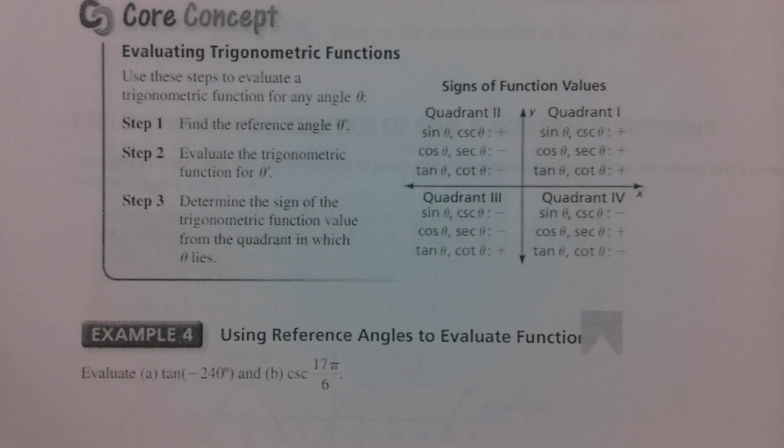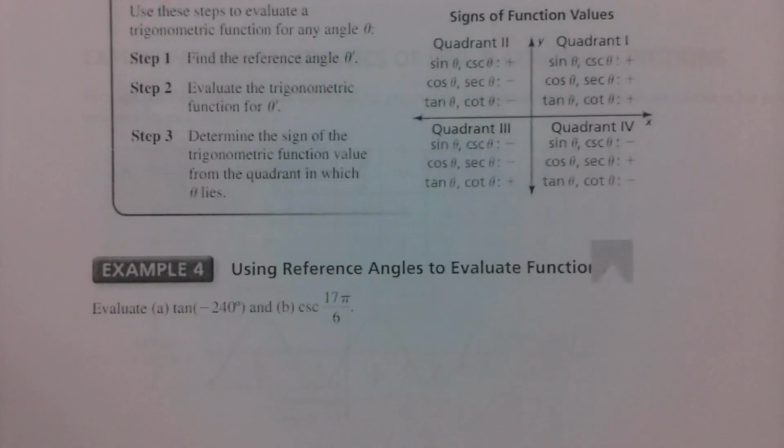But just know that if you're asked for the sine, or the cosine, or the cosecant, or the secant, it's probably going to be quicker to use the unit circle, because it's just going to be the x or the y value, or the reciprocal of the x or y value. Let's start by using reference angles to evaluate the following functions.